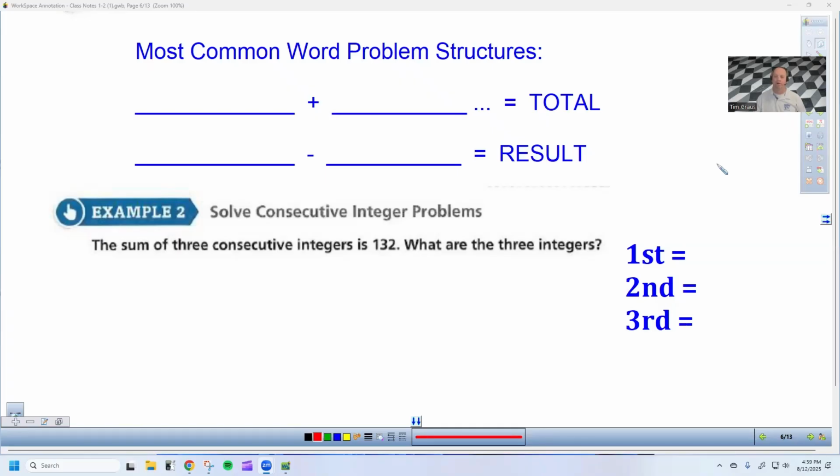In this video, we'll talk about how to set up a word problem in algebra. We'll talk about some very common forms of word problems and go through several examples.